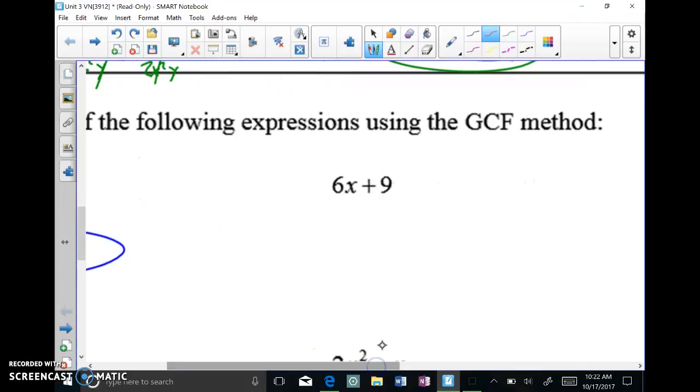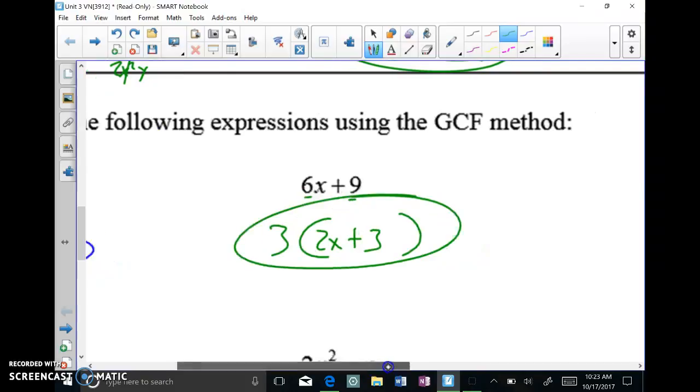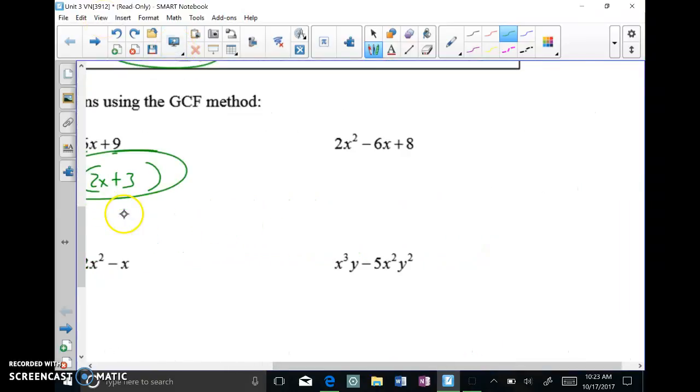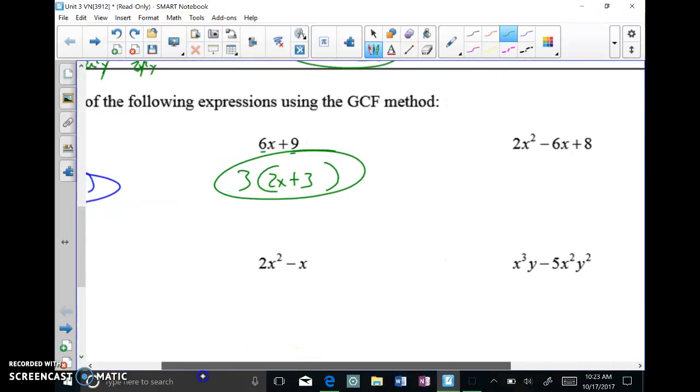How about 6x plus 9? Very similar. Again, there's no x that I could take out. This doesn't have an x, so it's going to be a number. And 6 and 9 can both be divided by 3. And what's left? Well, when I divide 6x by 3, I get 2x. When I divide 9 by 3, 3. That's it. Pretty simple. Here, let me zoom out a little bit so you can see previous answers too.